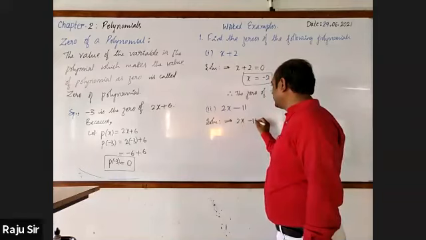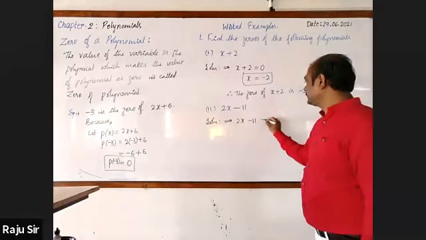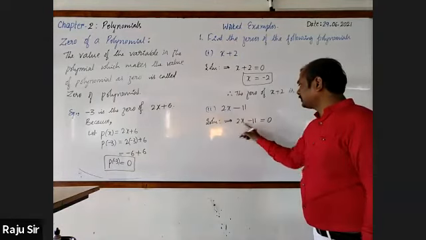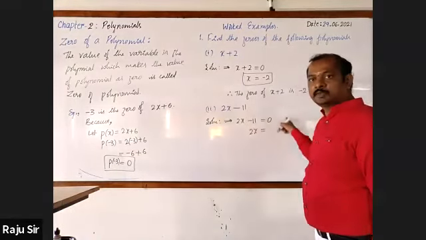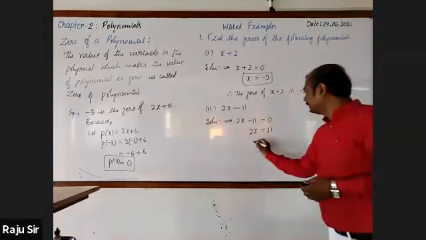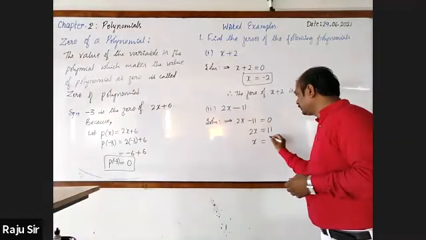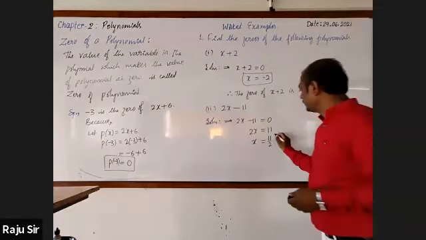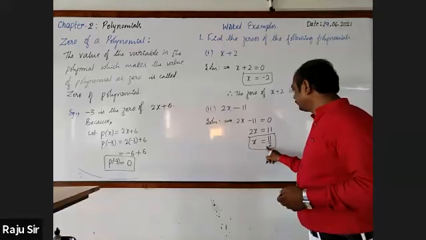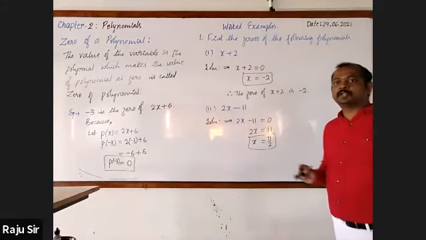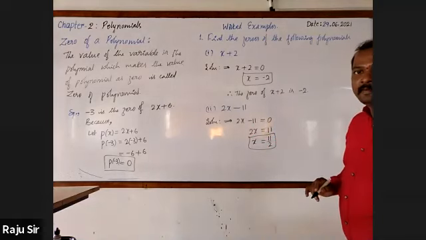2x minus 11 is equal to 0. Then solve for x. Write 2x as it is. Transfer minus 11 to the right hand side, it becomes plus 11. Then transpose 2 to the denominator. It is 11 by 2. x is equal to 11 by 2. Therefore, 11 by 2 is called the zero of the polynomial 2x minus 11.